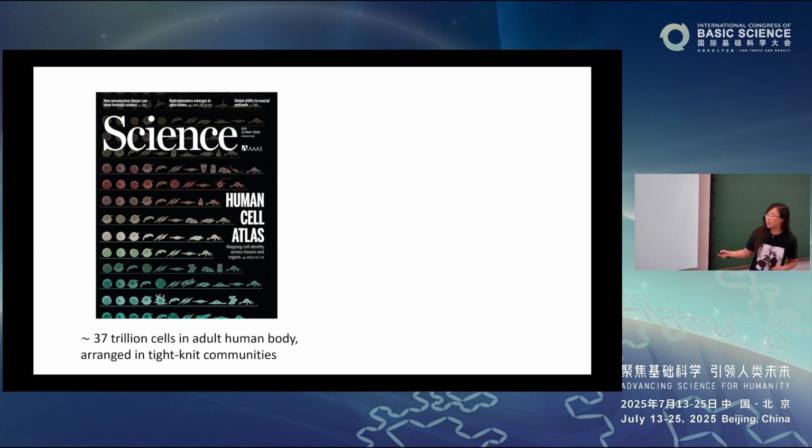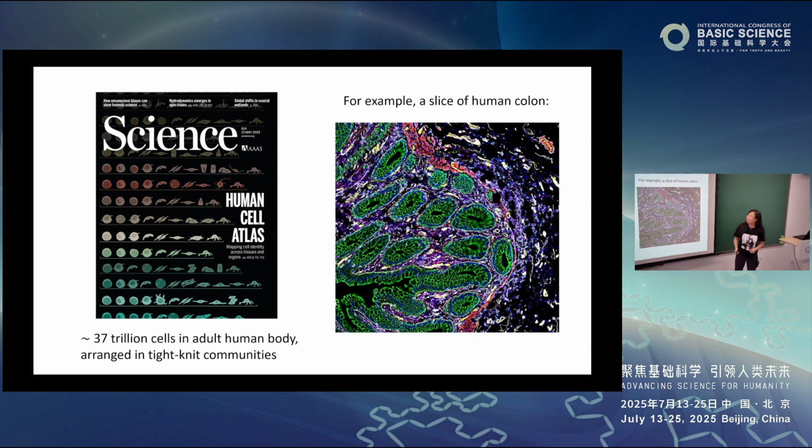These cells are arranged in our body in tight-knit communities. Every one of us is actually a community of cells. Being multicellular organisms, we're a community of cells working together to carry out the biological functions. This is a slice of the human colon, just as an example.